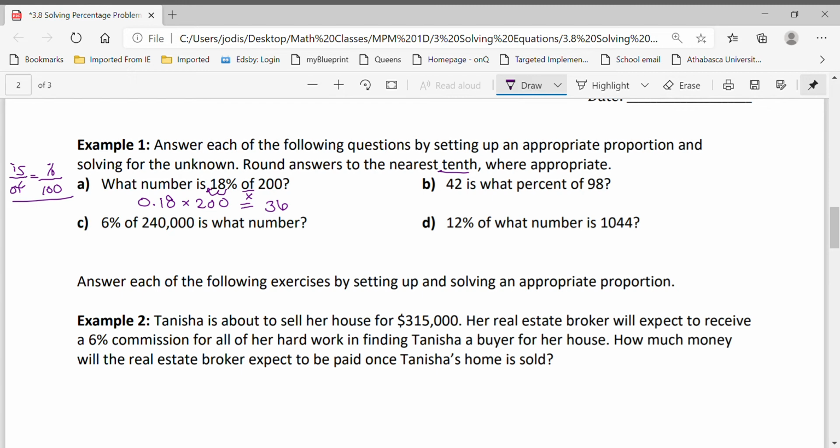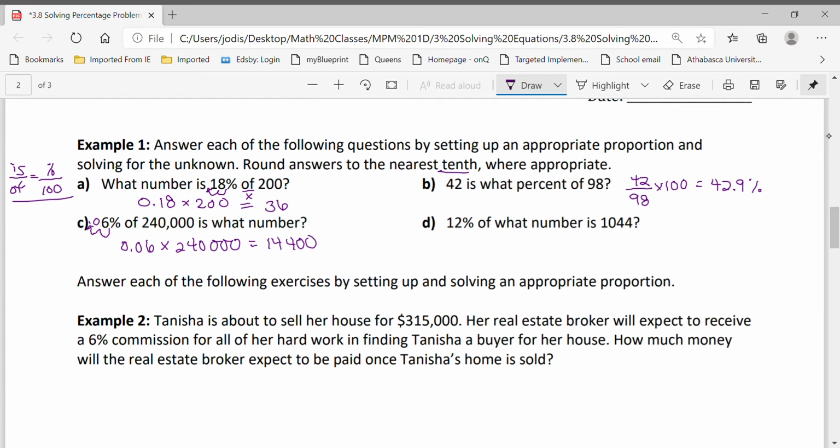Then for part B, 42 is what percent of 98? Well, 42 over 98, just like we got a mark on a test, right? Times it by 100, and that's going to give us 42.9%. Part C, we've got 6% of 24,000. So again, move your decimal 2 places over. So we've got 0.06 times 24,000, and you end up with 14,400.